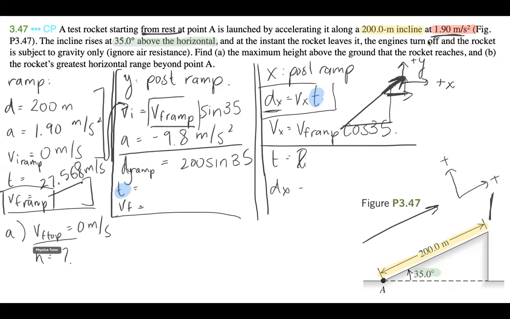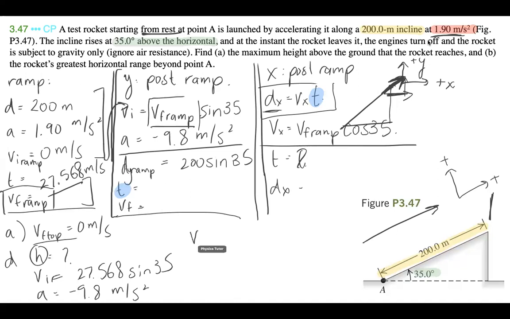So we have our 3 knowns, and we're trying to find our H. We have our VF top, we have our VI post ramp. So we're just going to say VI is equal to 27.568 sine 35. And then we have our acceleration, which is minus 9.8 meters per second squared. And when we do that, this is D. So which equation do we use? We are going to, again, use the kinematic equations.